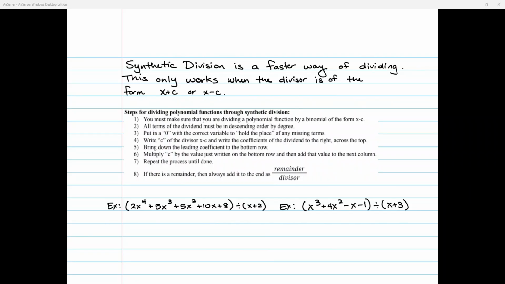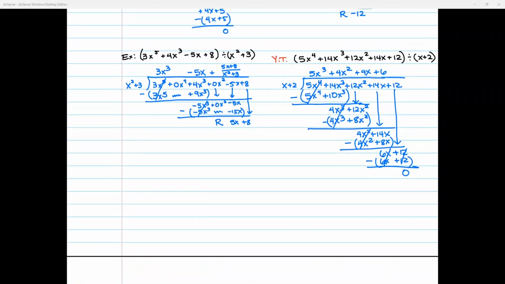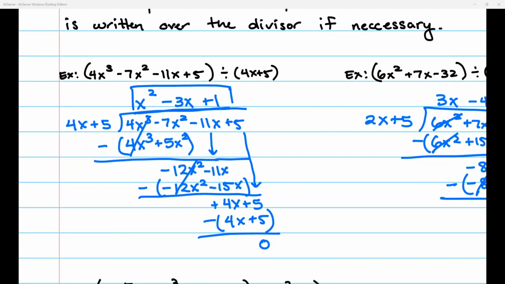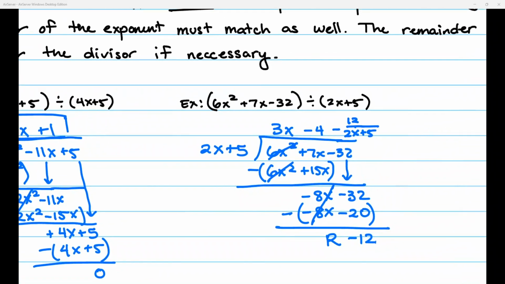Synthetic division is a faster way of dividing, which is great, but the only problem is that it works when the divisor is of the form x plus c or x minus c. Okay, so let's go back to the examples yesterday. Yesterday, I was able to do a regular division. I won't be able to use synthetic division here because there's a 4 in the way, right? It's either got to be x plus a number or x minus a number, and I can't have anything in the front. So I wouldn't be able to use synthetic division on this one.